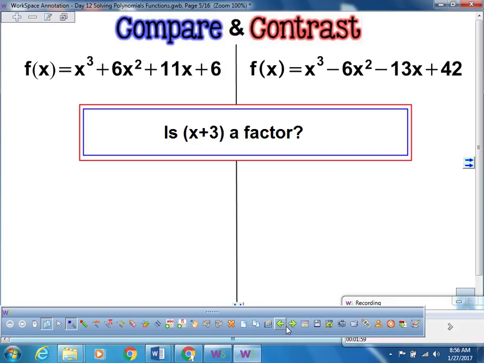Now think for a second. Whenever you think about it, think about what we did yesterday. Cameron, hold on. Think about what we did yesterday. And what I'm asking you is, is x plus 3 a factor? How would we determine that? Just think about it.